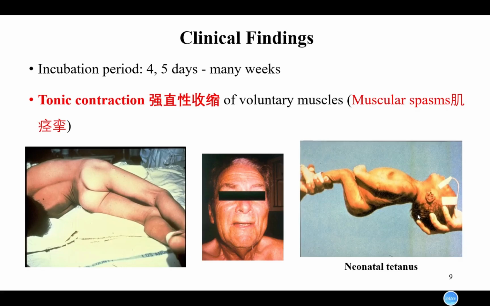And tetanus incubation can vary a lot, from several days, 4 to 5 days, to many weeks. That depends on a lot of factors, such as the depth of the wound, the number of spores contaminated, and also the distance between the wound and the central nervous system. It all influences the incubation time.